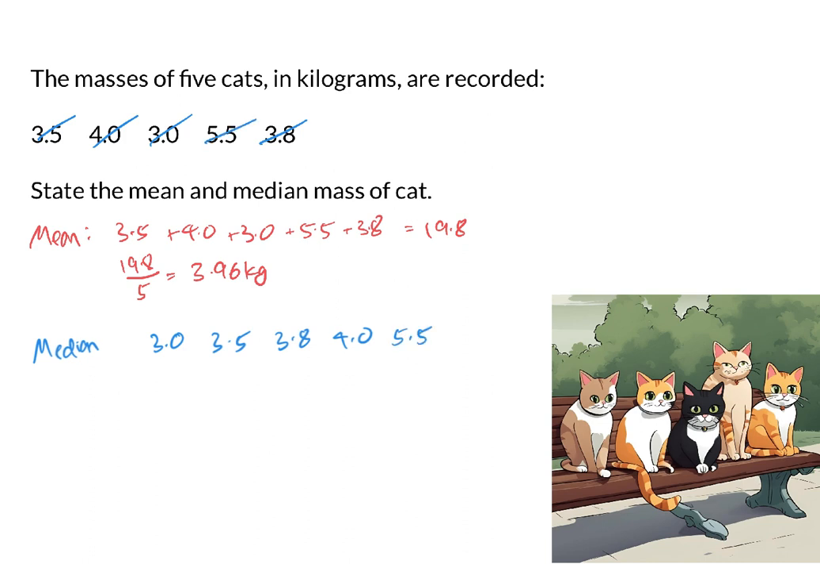Now the middle one is easily found now by just crossing off from each end, one at a time, so one at each end until I get to the one in the middle, and then that value is my median. So my median is 3.8 kilograms, which is slightly below the mean. It's not always the same value as the mean, so be wary of that, but those are our 2 values.